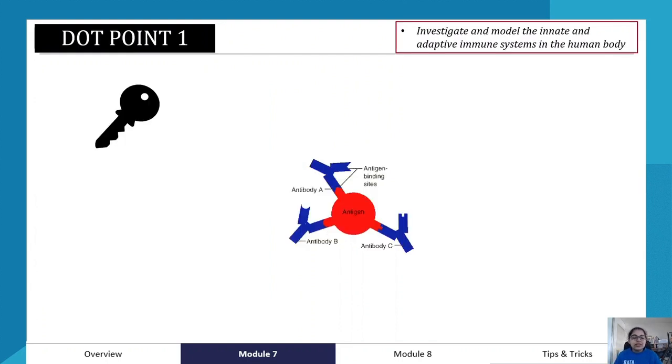So how does the adaptive immunity actually work? Essentially, think of it this way. Firstly, we've got an antigen. Now, the antigen is present on the surface of the pathogen. And we want to create antibodies to the antigen so that we can send out antibodies in our body, and we can use that to identify and capture the antigen.